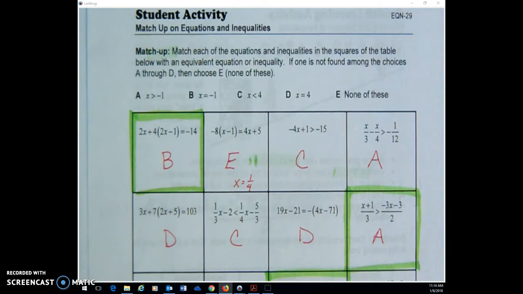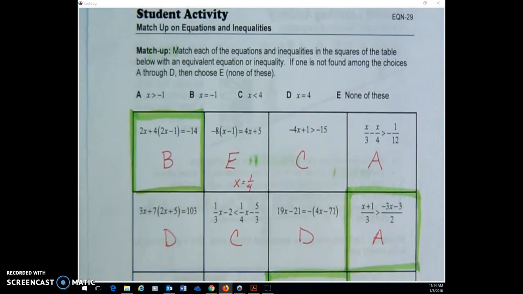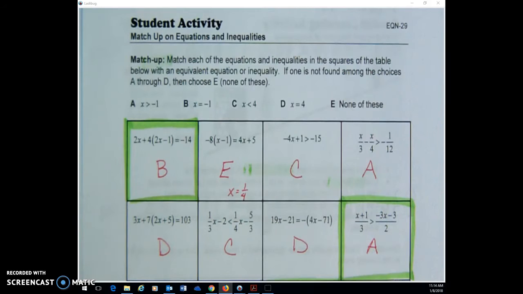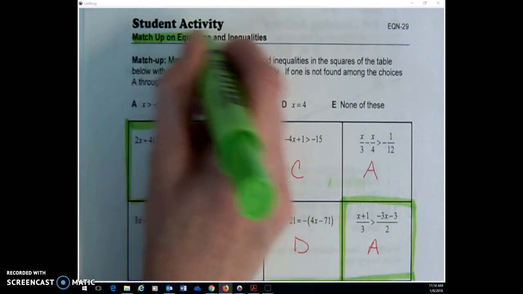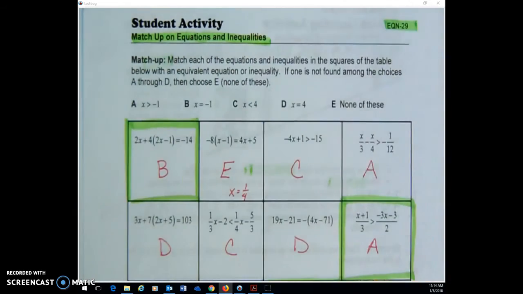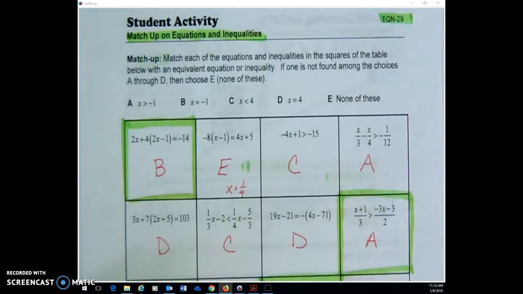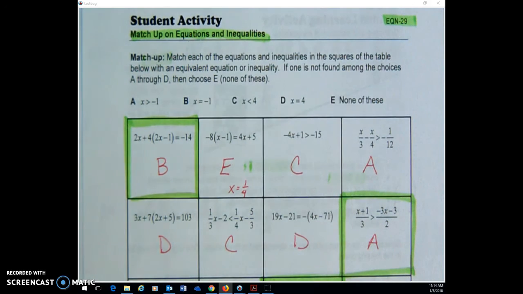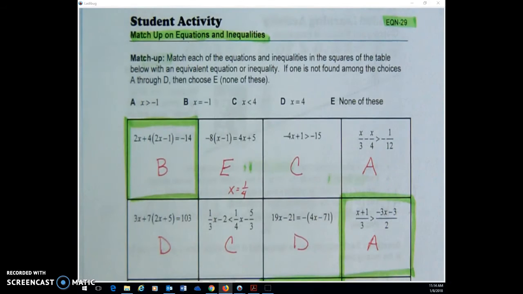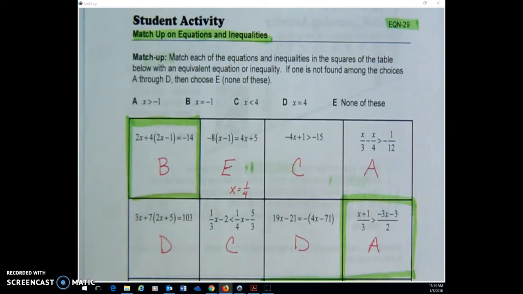I just wanted to show you this worksheet that I posted in your Canvas course for some extra practice on reviewing equations and inequalities and solving them. So it's a matchup worksheet. You'll notice these little codes at the top. This goes with a different curriculum, but it's a nice one. So if you ever see that and I refer to it, just so you know what that is. It means equation 29 worksheet.